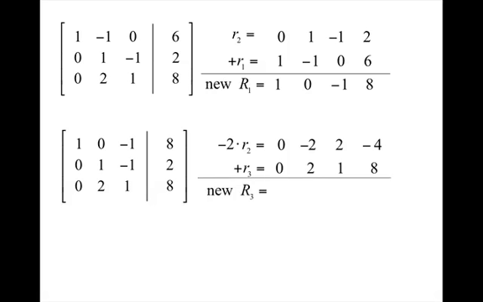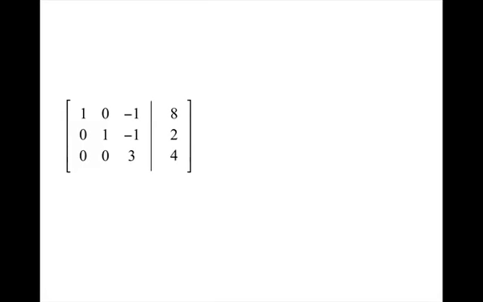This is going to give me my new row 3, which is 0 plus 0 is 0. Negative 2 plus 2 is the 0 that I wanted. 2 plus 1 is 3. And negative 4 plus 8 is 4. So replace row 3 with 0, 0, 3, 4. And keep rows 1 and 2 the same.